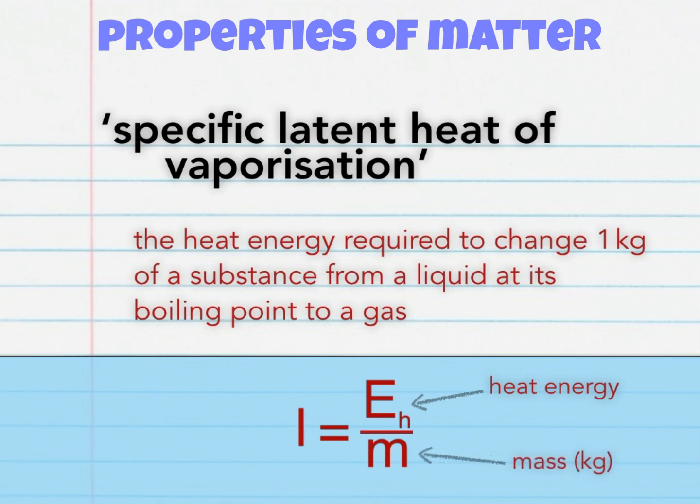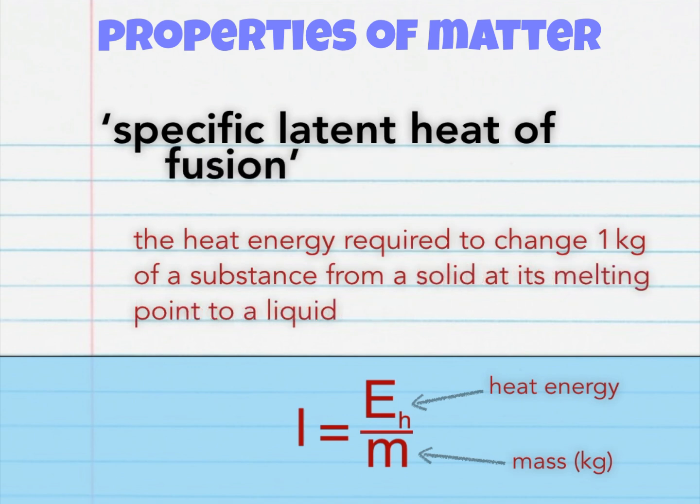The same equation can be used to help us work out a definition for specific latent heat of fusion. The only change is that this relates to a change of state from solid to liquid. So specific latent heat of fusion is the heat energy required to change 1 kilogram of a substance from a solid at its melting point to a liquid.